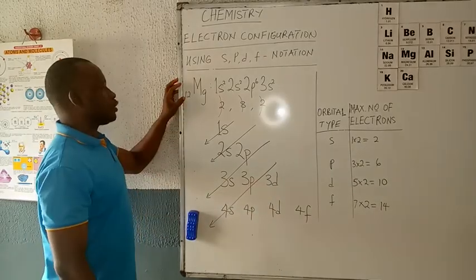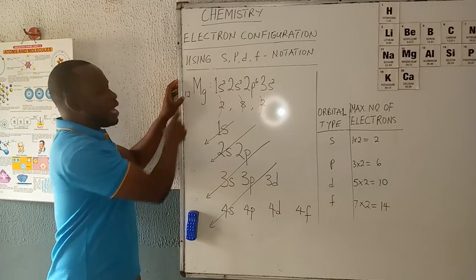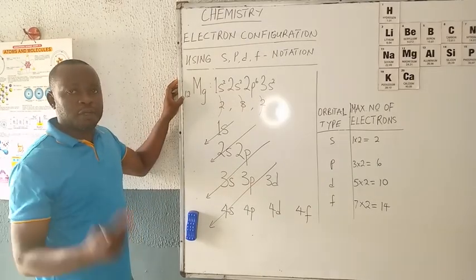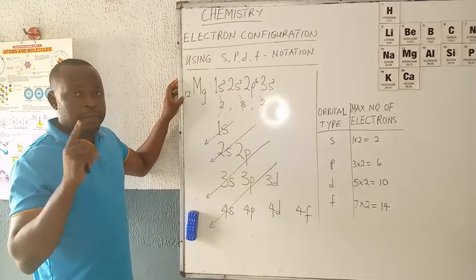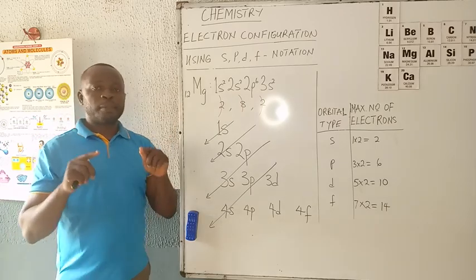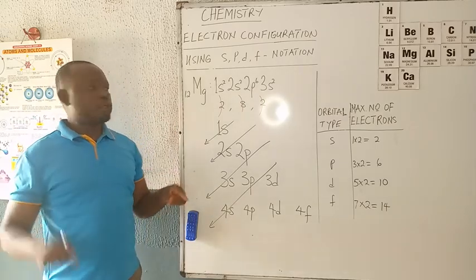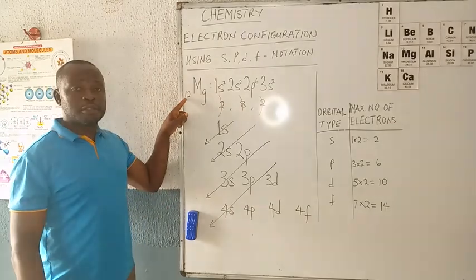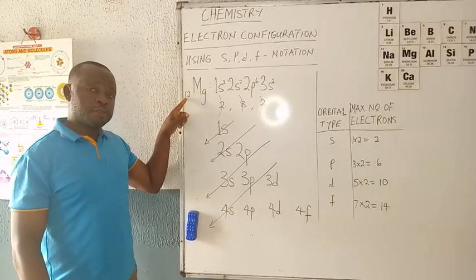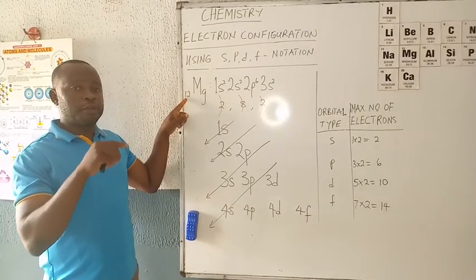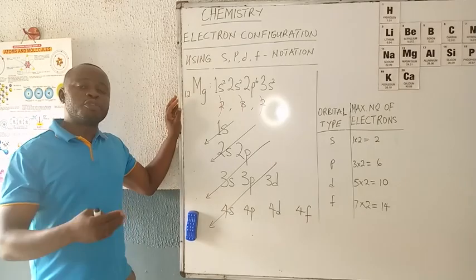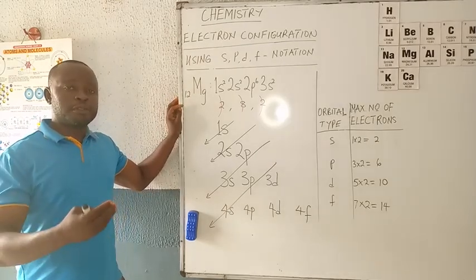So let's start with magnesium. The atomic number of magnesium here is 12. That means it has 12 protons. Remember the rule of zero net charge. 12 protons, it will also have 12 electrons. So plus 12 minus 12 equals 0. These 12 electrons, how are they going to be arranged?